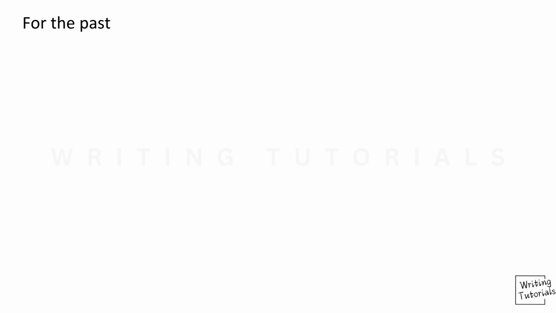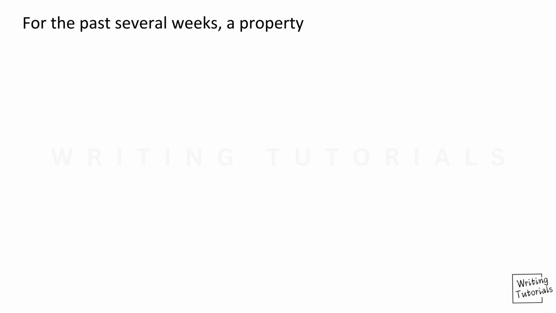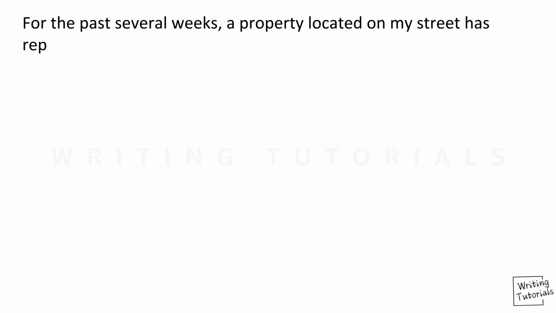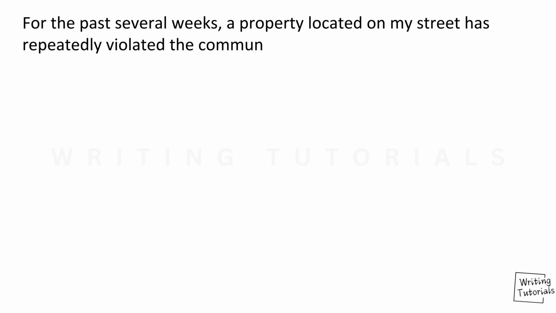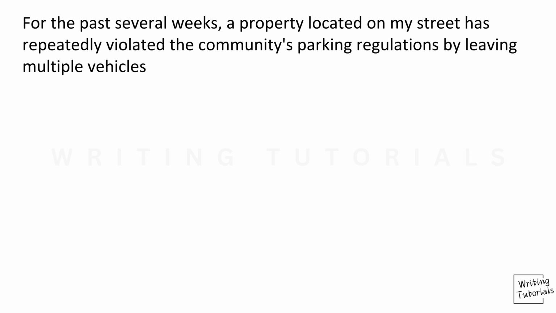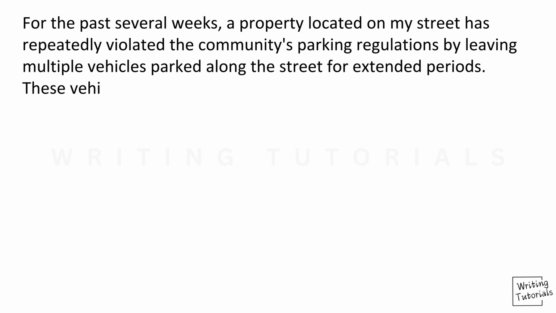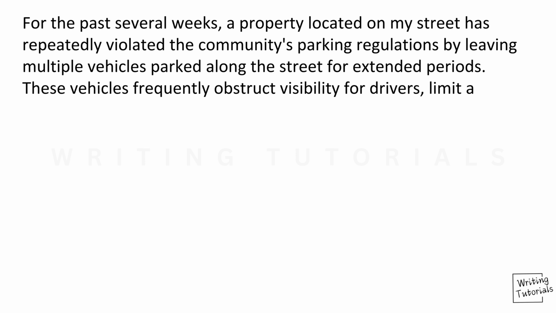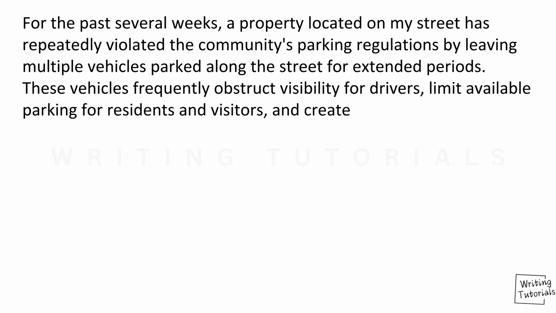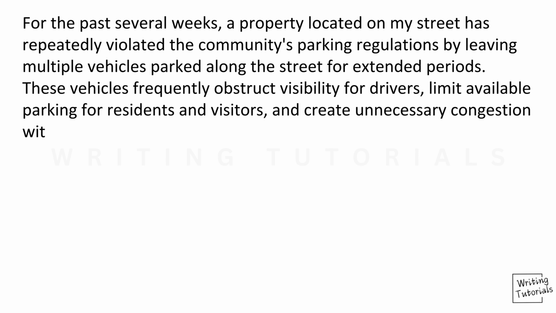Description of the problem. Now let's look at the next paragraph. This section explains exactly what is happening. In this example, the writer describes repeated parking violations, explains how often they occur, and discusses how they affect the neighborhood. This is one of the most important parts of the letter because the HOA needs clear facts before it can determine whether any community rules have been violated. Be specific about the issue without making personal attacks or emotional accusations. Focus on observable facts rather than assumptions.